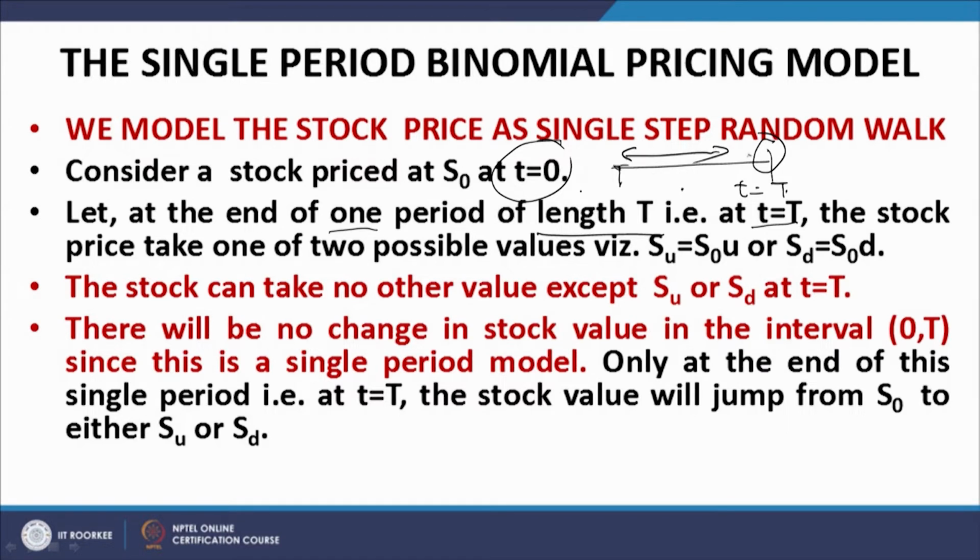There will be no change in the system between t equal to 0 and t equal to capital T. Only at t equal to capital T the system will undergo a transition, and the transition may be that the stock price may go up to SU or the stock price may go down to SD. So, let at the end of one period of length T, that is t equal to capital T, the stock price take one of two possible values, that is SU equal to S0U, where U is the percentage change in the price, or SD equal to S0D, where again D is the percentage change in the price if the stock price goes down, and U is the percentage change in price if the stock price goes up.